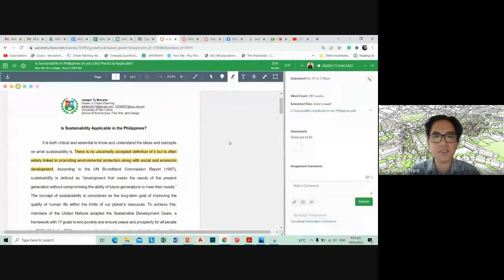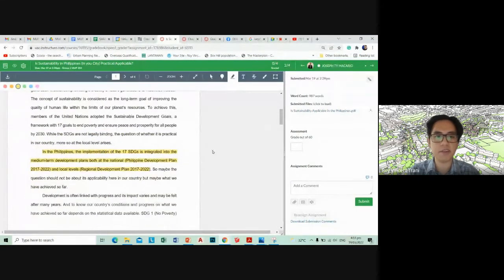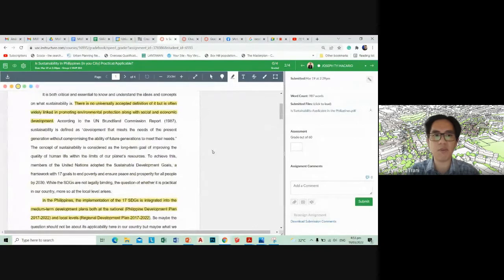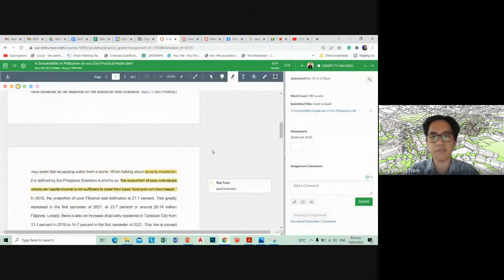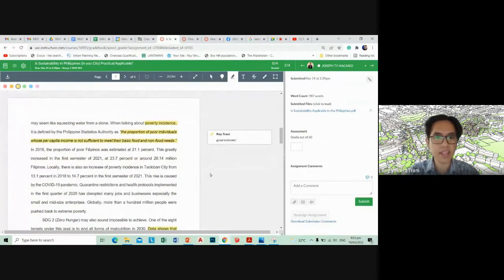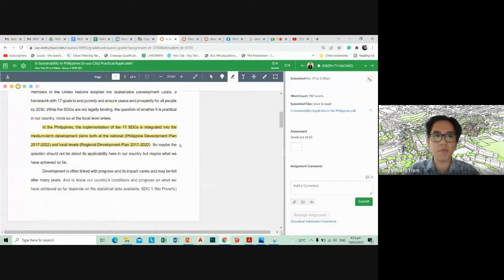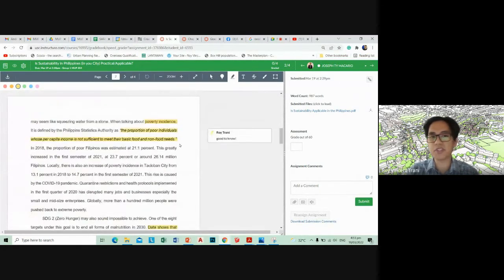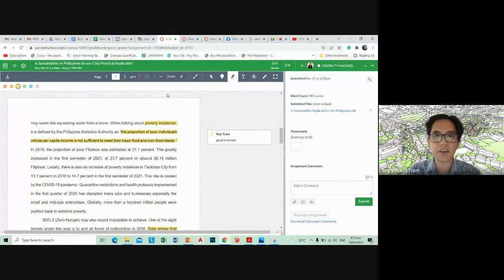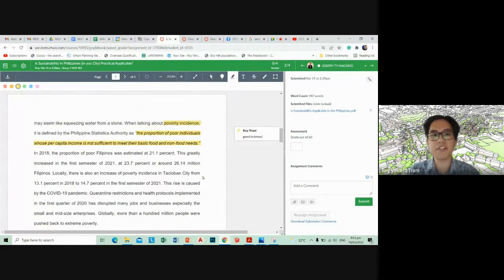Okay, so Joseph made some very good points in his essay about the 17 SDGs and how applicable they are in the Philippines. So let's see here. Talking about zero poverty, a very ambitious goal. And then talking about poverty incidence, as the Philippine Statistics Authority defines it, it means the proportion of poor individuals whose per capita income is not sufficient to meet their basic food and non-food needs.